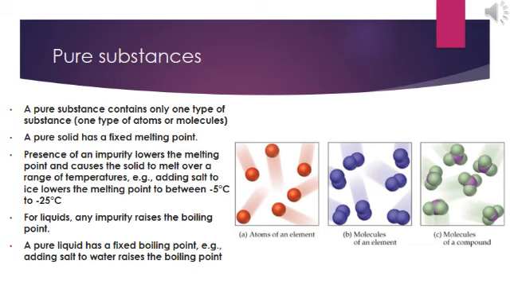If a substance is pure, it will have a fixed melting point and boiling point. In case of solids, we see the melting point, and in case of liquids, we check the boiling point of the respective liquid.